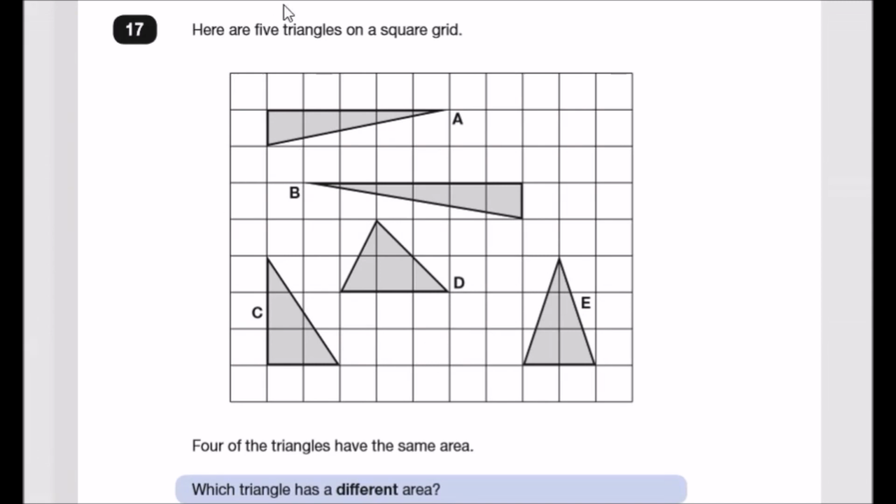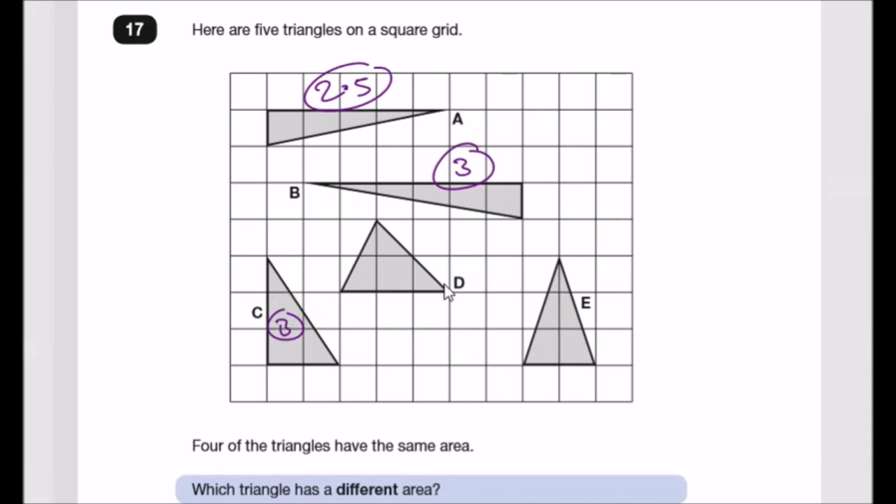The first triangle A has a width of 5 and a height of 1. So 5 times 1 is 5. Half of 5 is 2.5. So likely most of them must have 2.5. Next one is 6 across and 1 up. 6 times 1 is 6, and half of that is 3. So B is 3. Let's look at C. C is 3 times 2, which is 6. Half of 6 is 3. Okay, so it looks like the answer is going to be A, I guess.